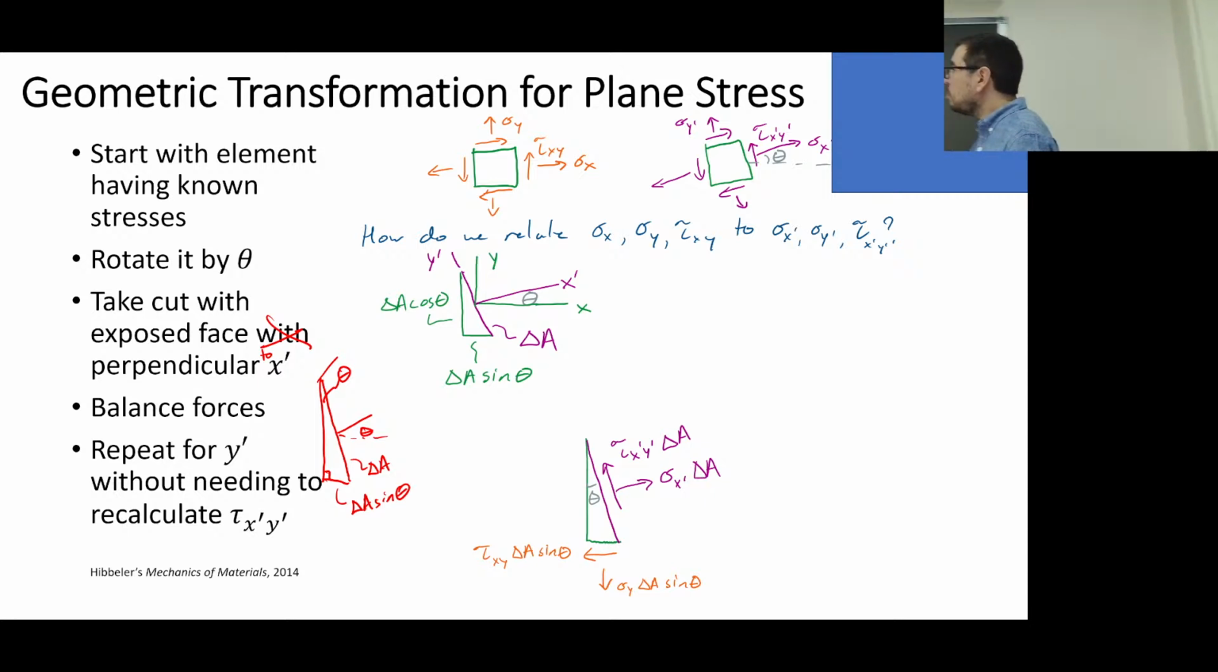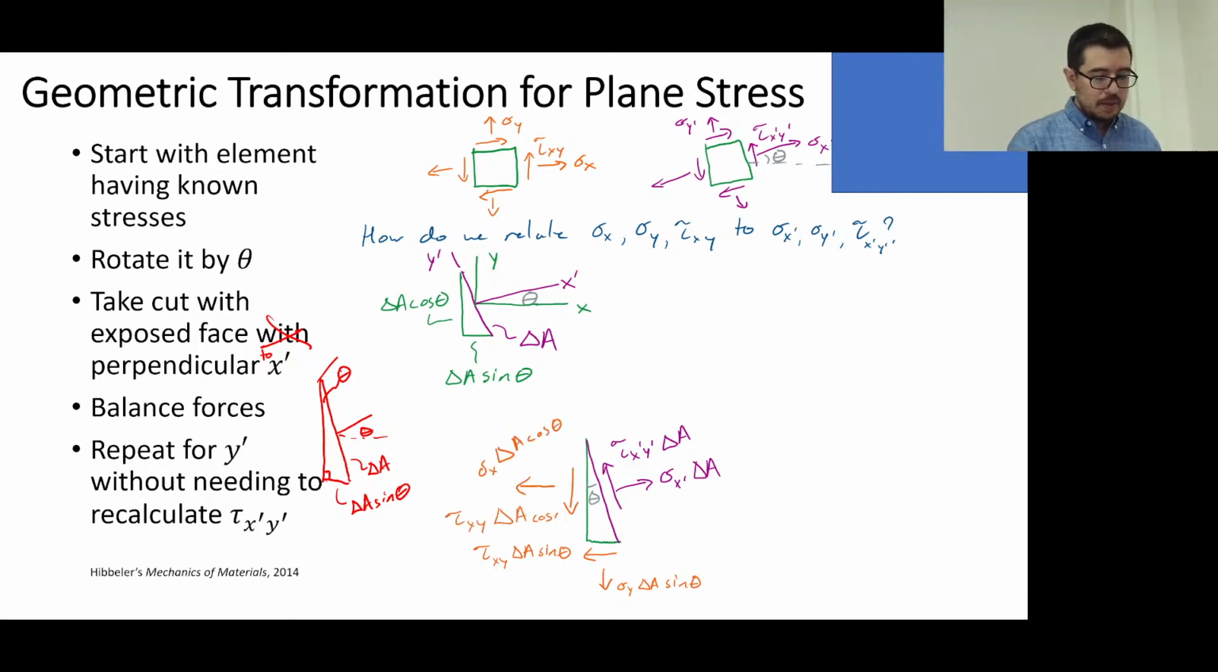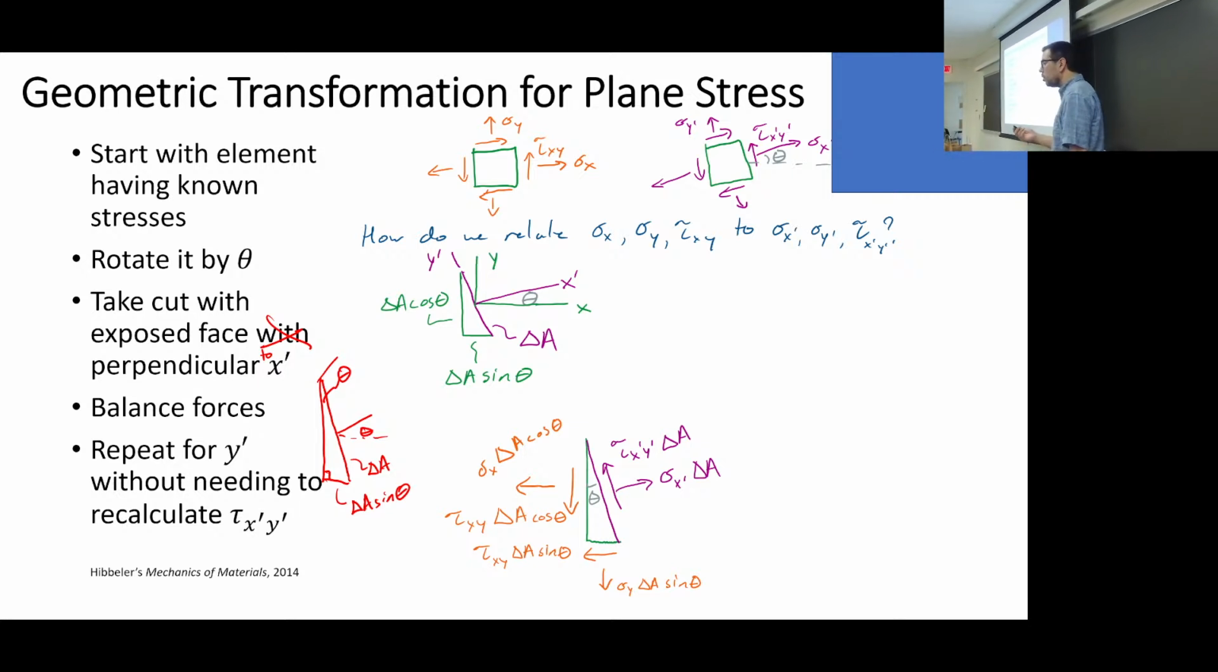So we can map these. We can relate these to each other through equilibrium. All right. And you see, this is kind of wacky because now we say sigma y times the delta A sine theta, right? That's a force, okay? Tau xy times the delta A cosine theta, that's a force, all right? And we have all these forces, and we can do equilibrium. We know the angles, and we know the areas, we know the directions, we know the magnitudes of the stresses. So we can do equilibrium.